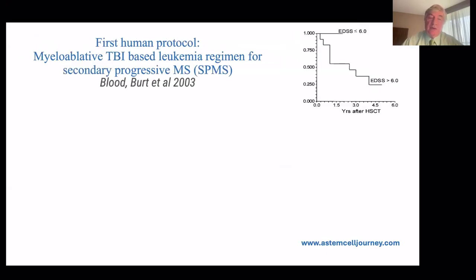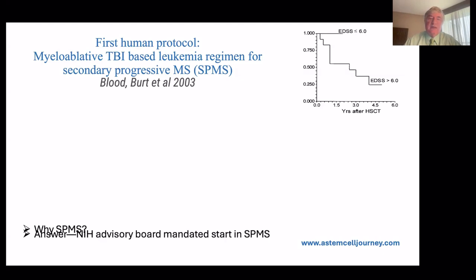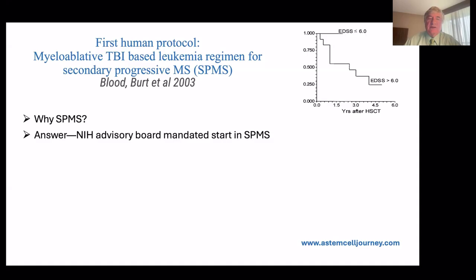So our first human protocol was myeloablative. We used a total body radiation-based leukemia regimen for secondary progressive MS. And I just told you in the animal model, it doesn't work in secondary progressive MS. So why would we do such a thing? And we reported those results in Blood in 2003. And so the question is, why did we do that?